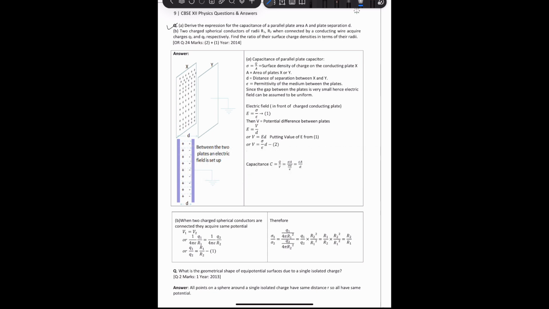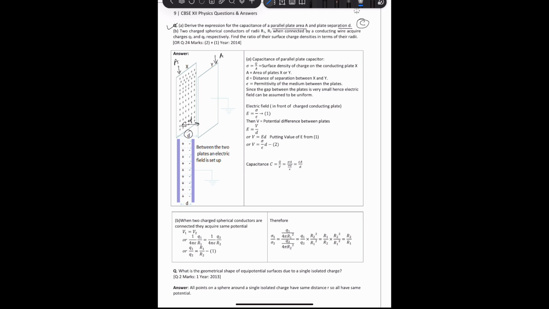Derive the expression for the capacitance of a parallel plate capacitor having area A and the separation between the plates is D. So this area is A. They are having the same area, these two plates, and the separation is D. This is the distance of separation. Okay. Now, first of all, we have to find the capacitance.